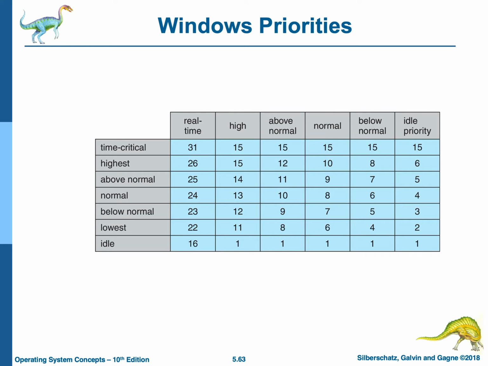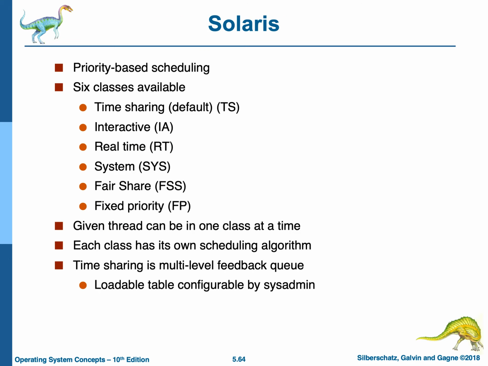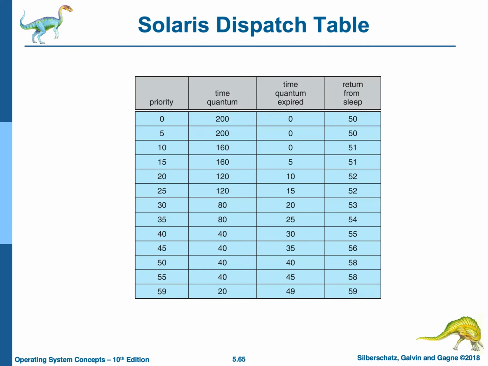So as the number goes up, the priority goes up. In Sun Solaris we have 6 classes of priority scheduling: time sharing, interactive, real-time systems, and also fair share and fixed priorities. So we have different types of priorities in Sun Solaris also, and here the priorities are shown.